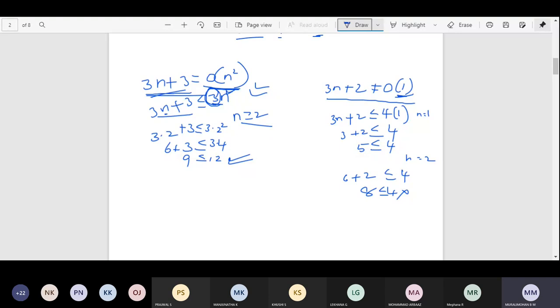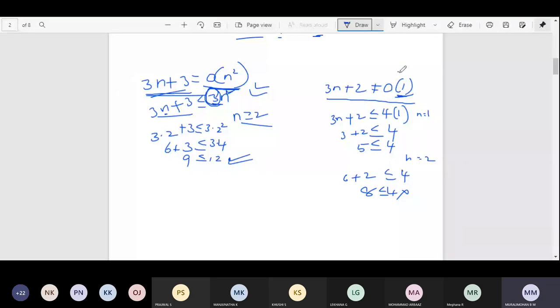3n plus 2 is not less than or equal to c for any constant c and all n. Okay. Can you prove this as big O notation? Is it equal to big O of 1?